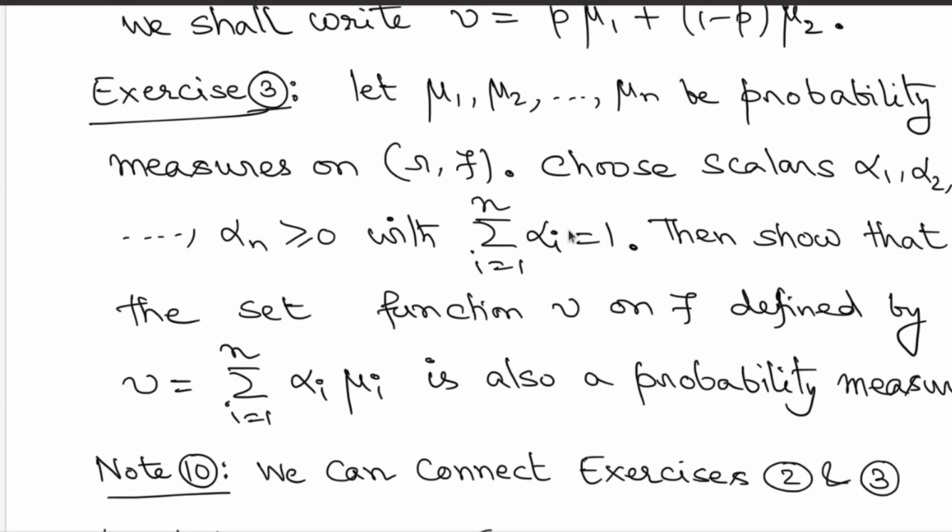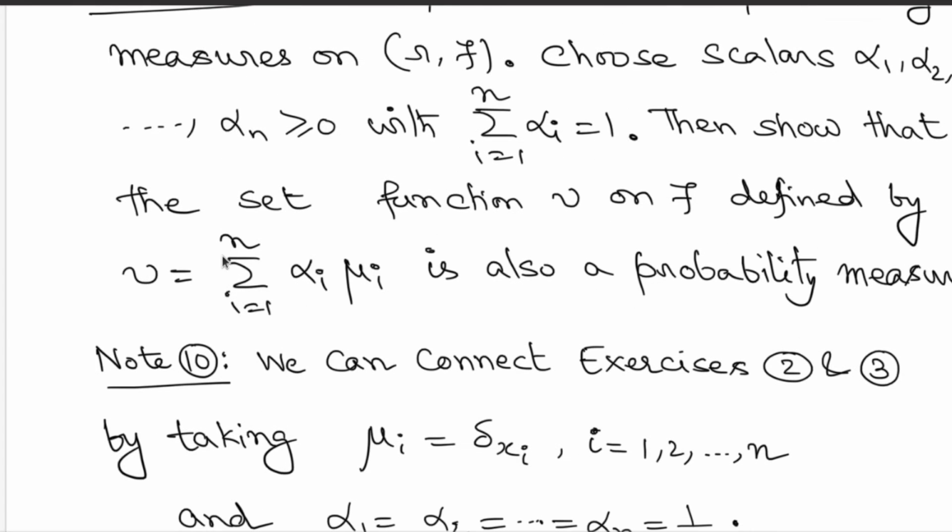Now you are going to choose convex combinations, so you have to choose scalars alpha 1 up to alpha n non-negative with the sum equal to 1. So these will be the weights for the convex combinations. Then what you are going to look at is this new measure nu given by these convex combinations of the alpha i's and mu i's. Now you should be clear what this equality means.